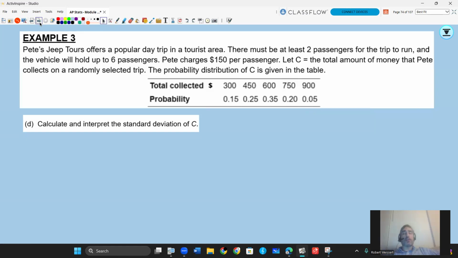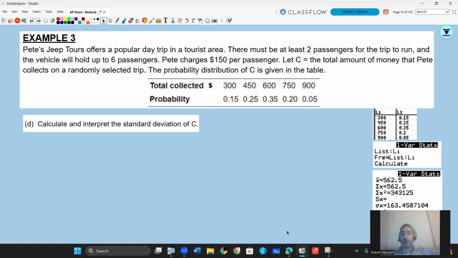As far as calculating and interpreting the standard deviation, I'm going to go to my calculator and get that first. Our standard deviation is down here. It's the 163.46. So our interpretation is going to be the typical distance away from the mean. You have to show work on calculating it.